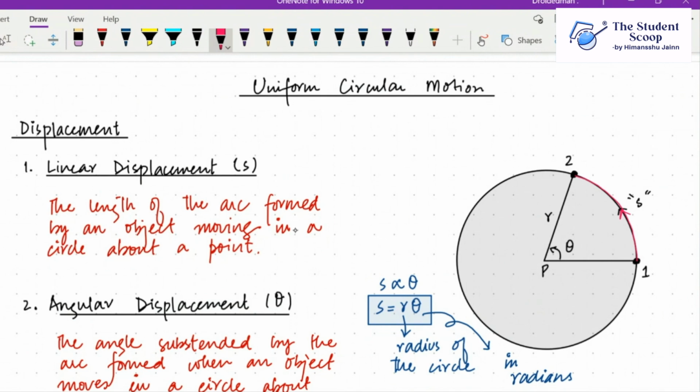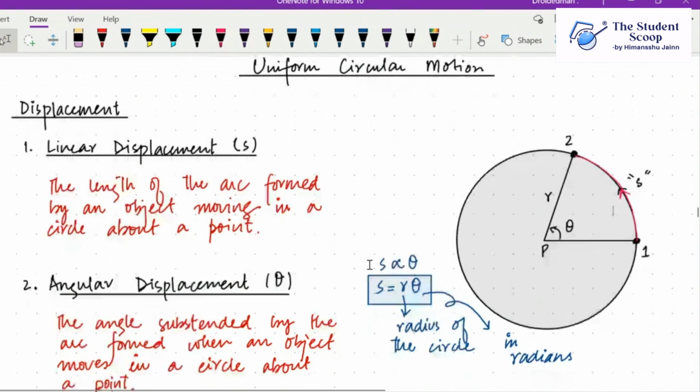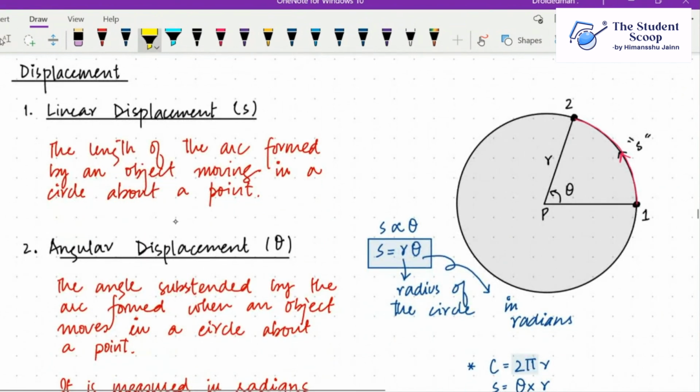Along with that, the angle traced by this object following the arc will give you the angular displacement. So angular displacement is, between 2 points, how much angle is traced while moving around a circle. And we know from basic math the relationship between the length of an arc and the angular displacement. It is given by S is equal to r theta, where r is the radius of the circle, theta is the angle, but it must be in radians, and S is the length of an arc.